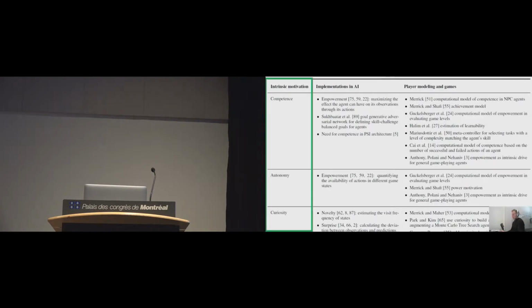On the left, we list central intrinsic motivation components. The middle column then lists examples of their applications and implementations in AI. On the right, we summarize the papers we found in player modeling and game-playing agents.